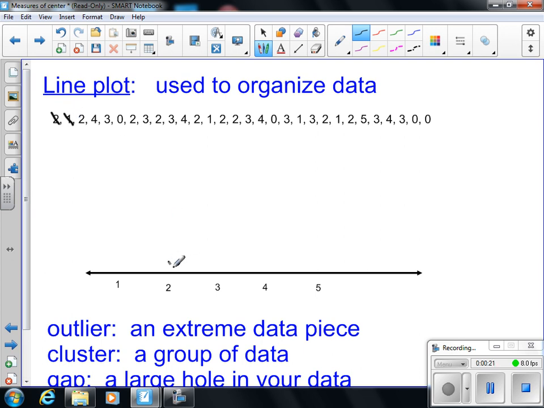I have a 2 and a 1. Oh, I think I need to add a 0 in here as well, don't I? Let's put a 0 here. 2, 4, 3. A 0, 2, 3, a 2, 3, 4.